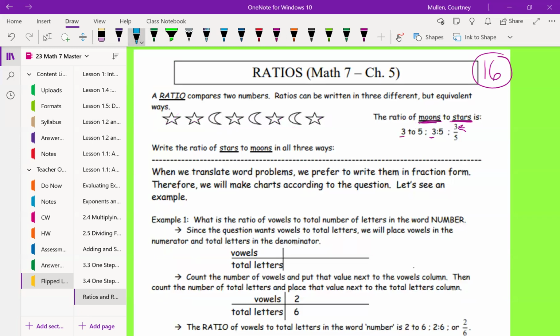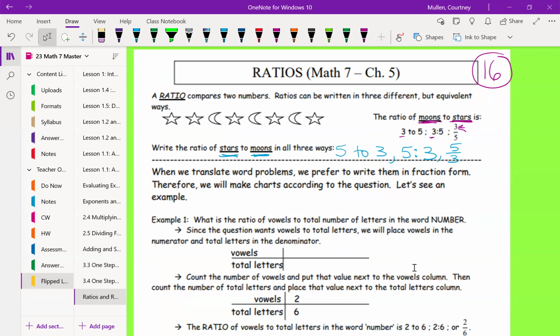Now, if it says the ratio of stars to moons, we would reverse that. And we want to write it in all 3 ways. So we write it as 5 to 3 with the colon and as an improper fraction this time. So the order does matter. When we translate word problems, we need to write them in fraction form. That allows us to deal with them more easily, whether we need to simplify them, multiply them, add, subtract, or divide them. So here's our first example.